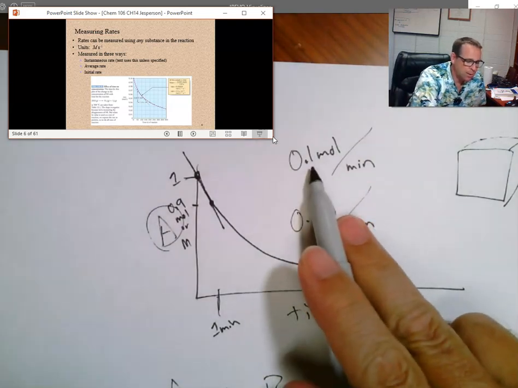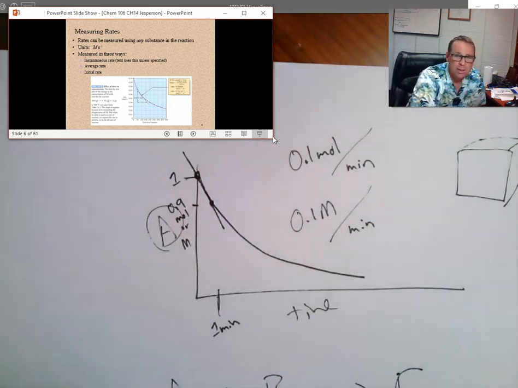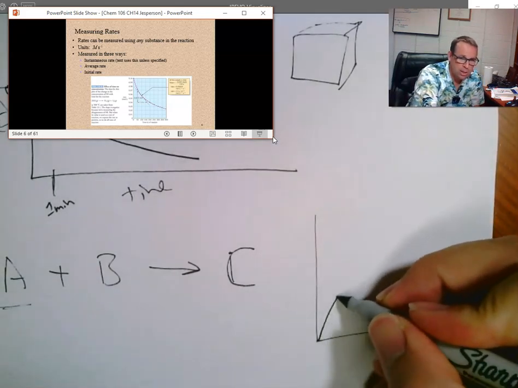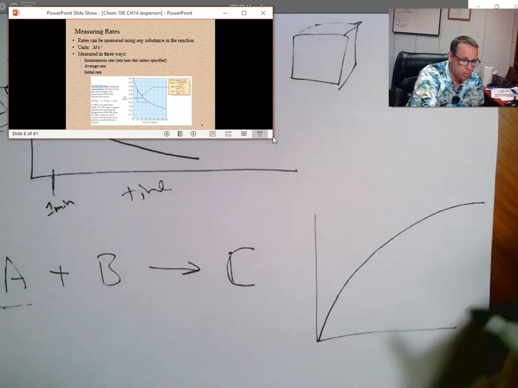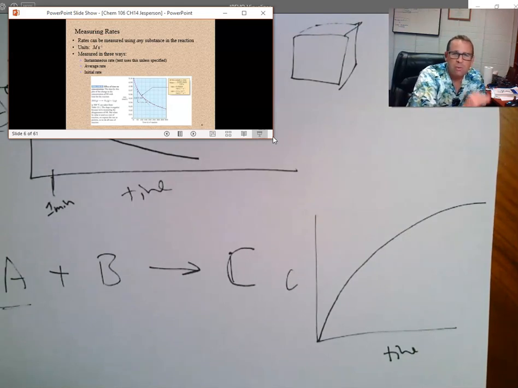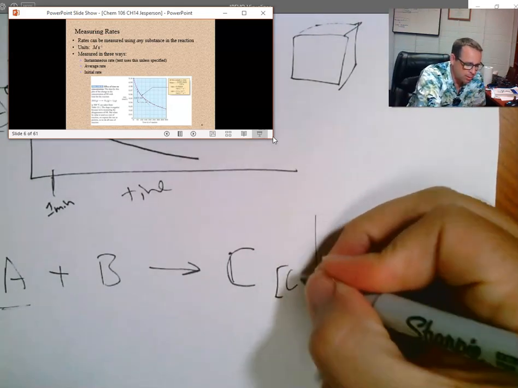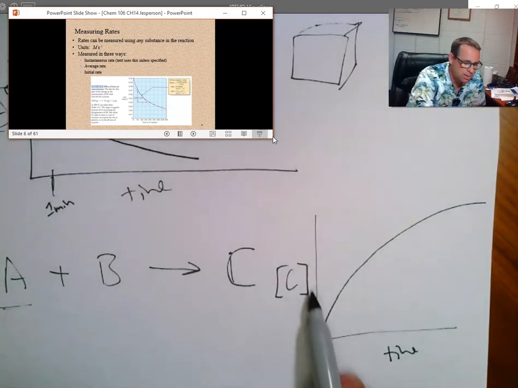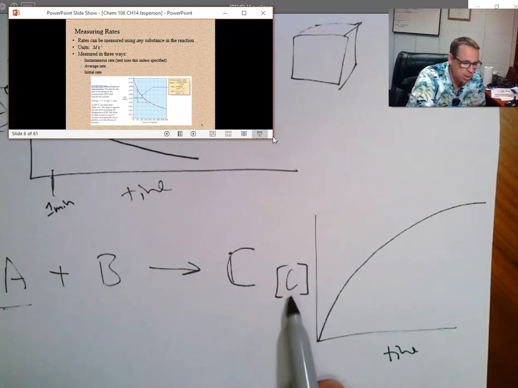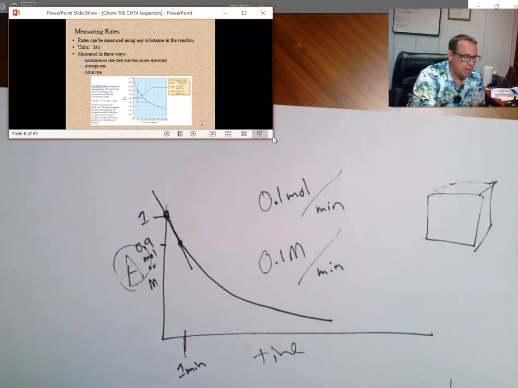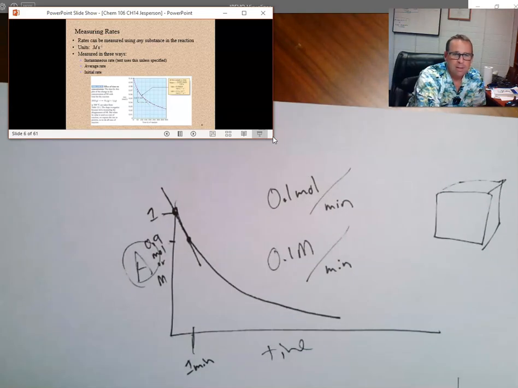So that is how we identify the rate at which things are lost. If we're monitoring C, the progress curve would look like this, C's concentration versus time. When we're talking about concentration, we write these brackets, which allow us to say we're talking about the concentration of C versus time. And then the slope of that line tells us the rate.